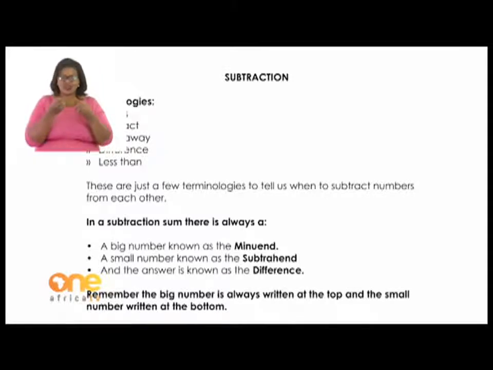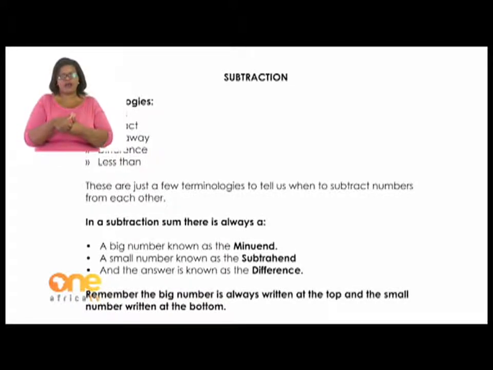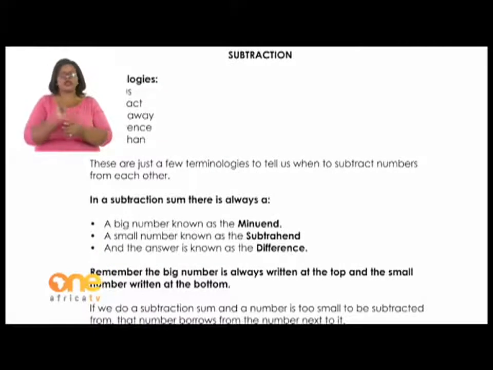Now let's start. In a subtraction sum, there is always a big number known as the minuend, a small number known as the subtrahend, and the answer is known as the difference. Please remember these 3 names: the big number, the small number, and what we call the answer of a subtraction sum. Now, when it comes to a subtraction sum, there is one basic rule.